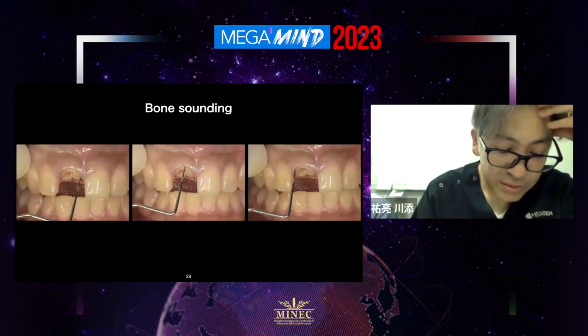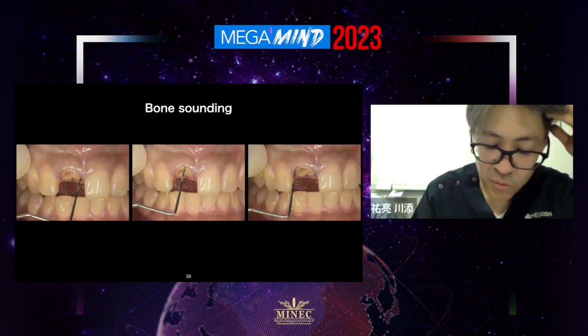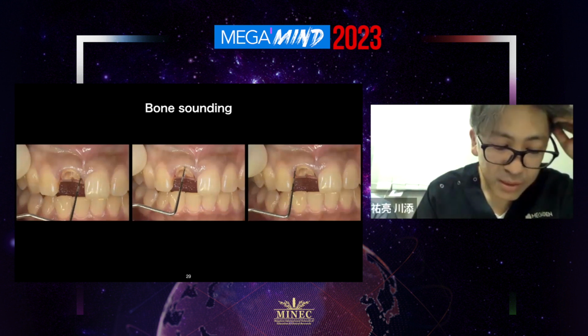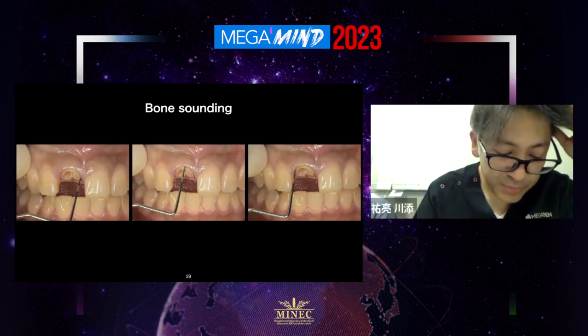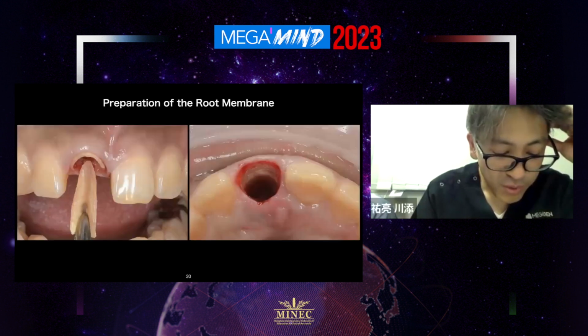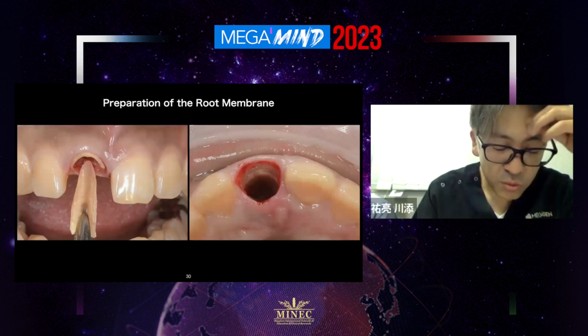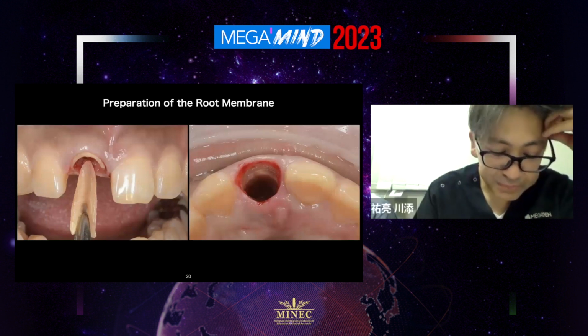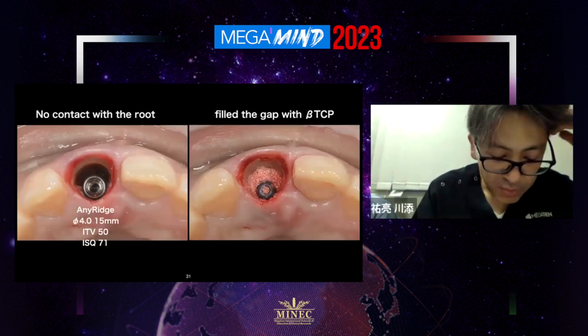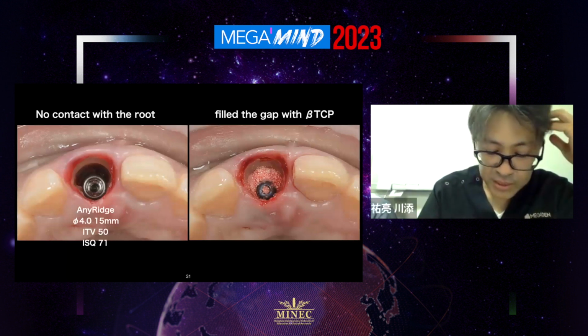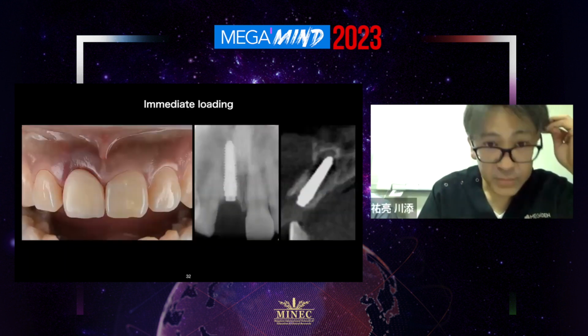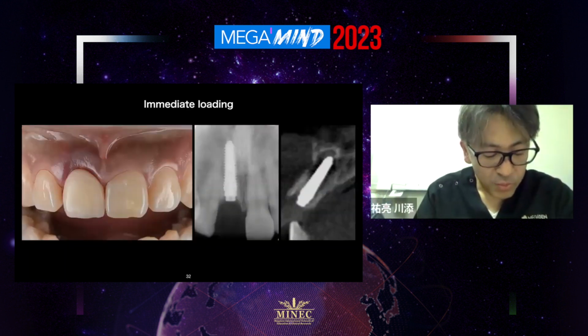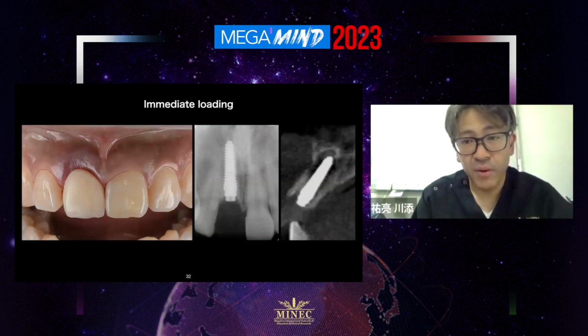First, I examined whether the alveolar bone on the labial side was healthy by bone sounding. Root membrane was formed because the root was healthy. The implant was then placed without touching the root membrane, and I filled the gap with beta TCP. Temporary abutment was then placed and immediate loading was performed.